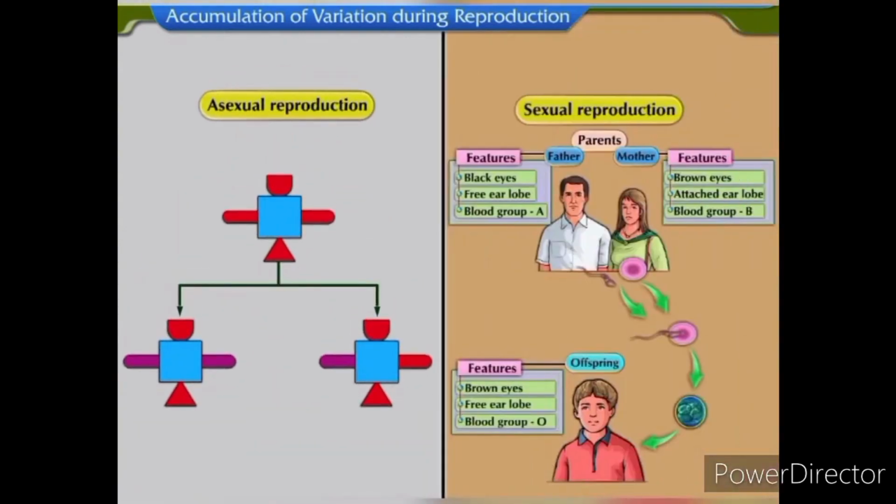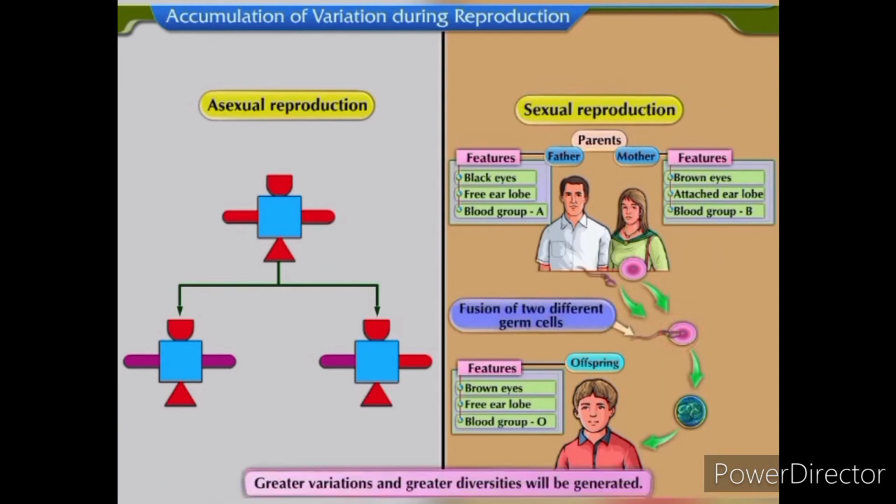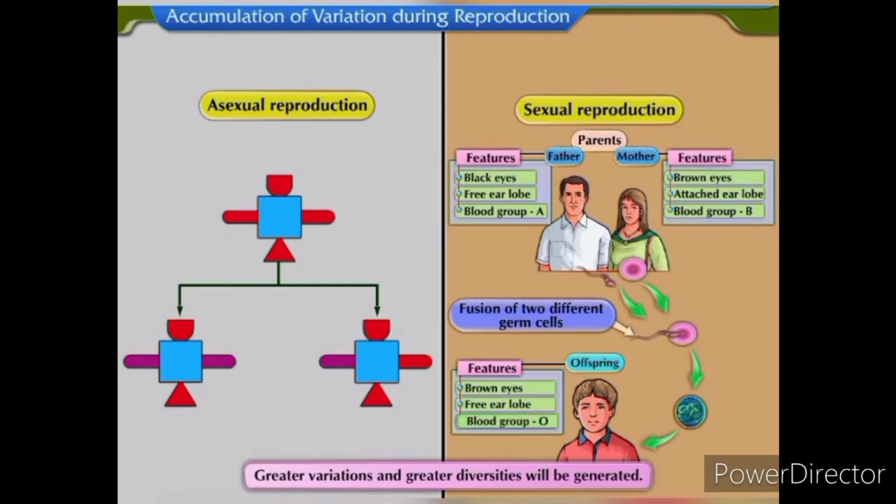In contrast to these, sexual reproduction involves fusion of two different germ cells. Thus, greater variations and hence greater diversities will be generated.